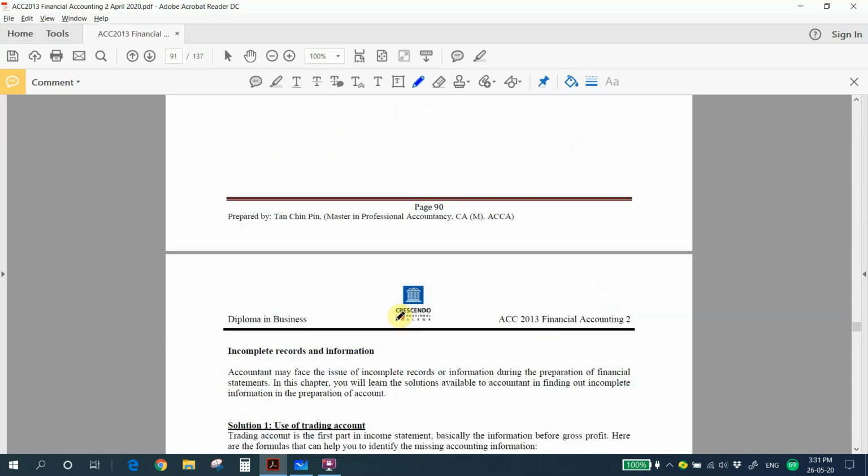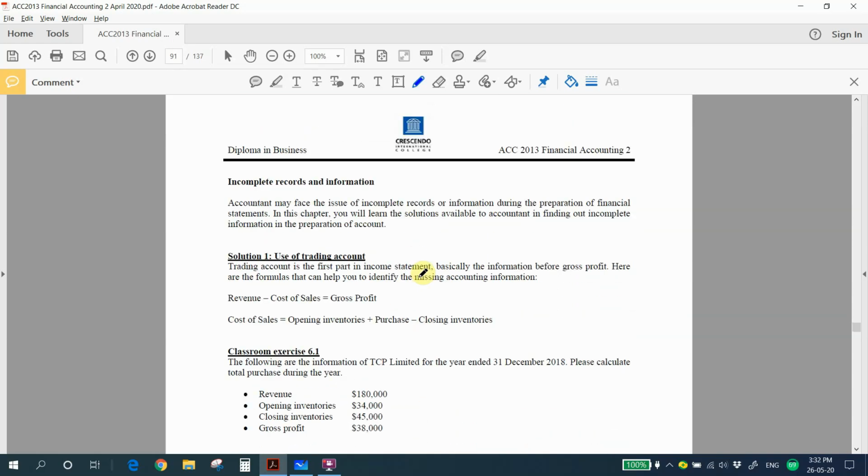An accountant may face the issue of incomplete records or information during the preparation of financial statements. In this chapter, you will learn the solutions available to accountants in finding out incomplete information in the preparation of accounts. The first solution that you can use is the trading account. Trading account is the first part of your income statement, basically the information before gross profit.